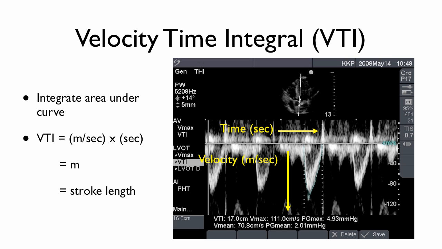The next thing we want to do is to integrate the area under that curve, and this gives us something called the velocity time integral, or VTI. Basically it's the area under this aortic velocity curve. So this is velocity in meters per second times time in seconds, and that gives us a dimension of meters, which is this stroke length that we were talking about before.